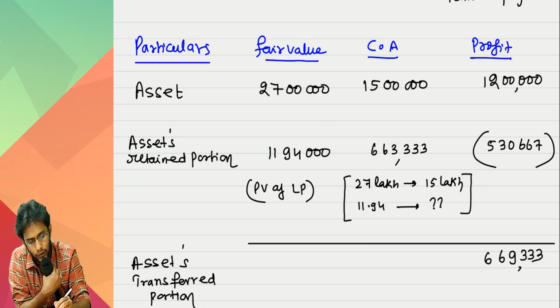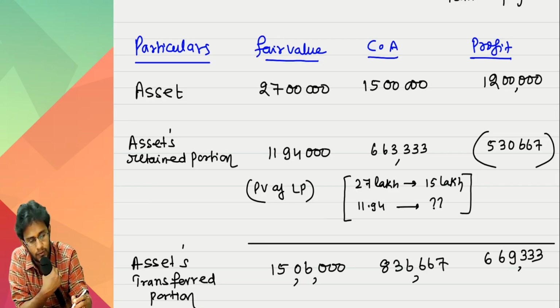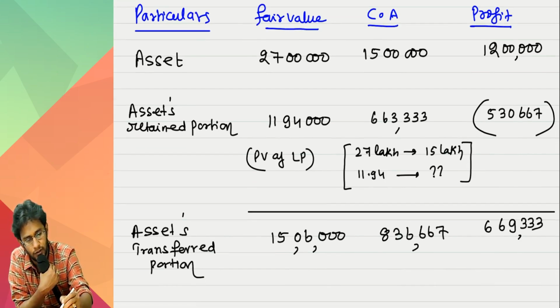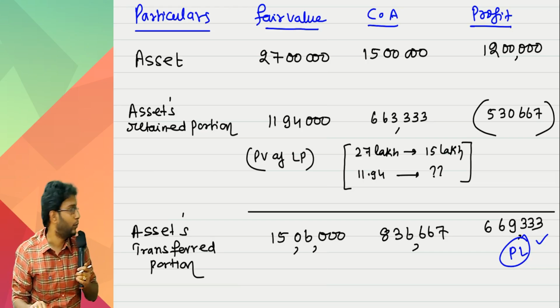27 minus 11.94 is how much? 15 lakh 6,000, and this one is how much more? 36,667. This much profit can be recognized to P&L. Like that. Now you will tell me the entry.